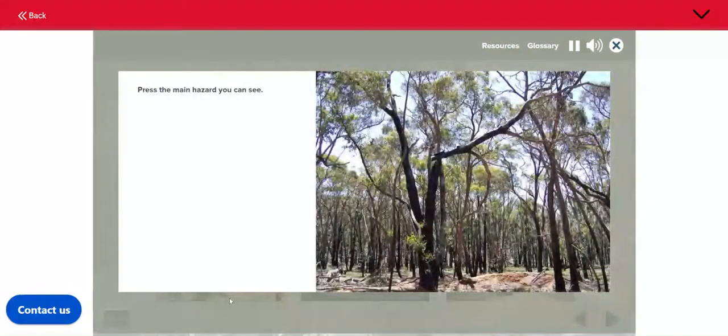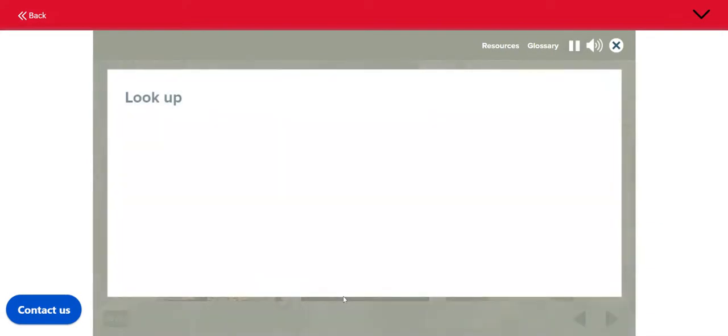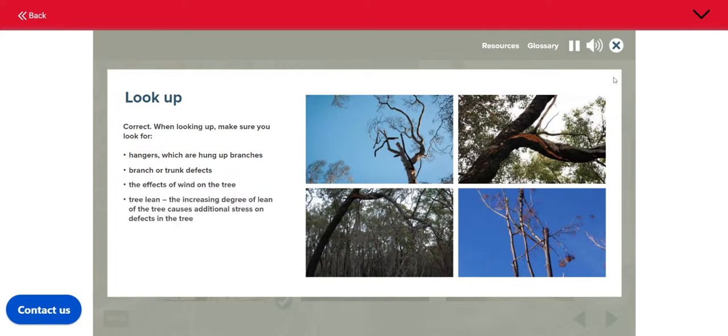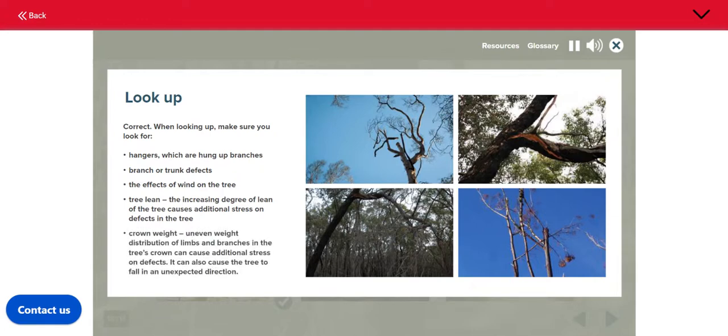Press the main hazard you can see. Correct. When looking up, make sure you look for hangers, which are hung-up branches, branch or trunk defects, the effects of wind on the tree, and tree lean. The increasing degree of lean of the tree causes additional stress on defects in the tree. Crown weight. Uneven weight distribution of limbs and branches in the tree's crown can cause additional stress on defects. It could also cause the tree to fall in an unexpected direction.